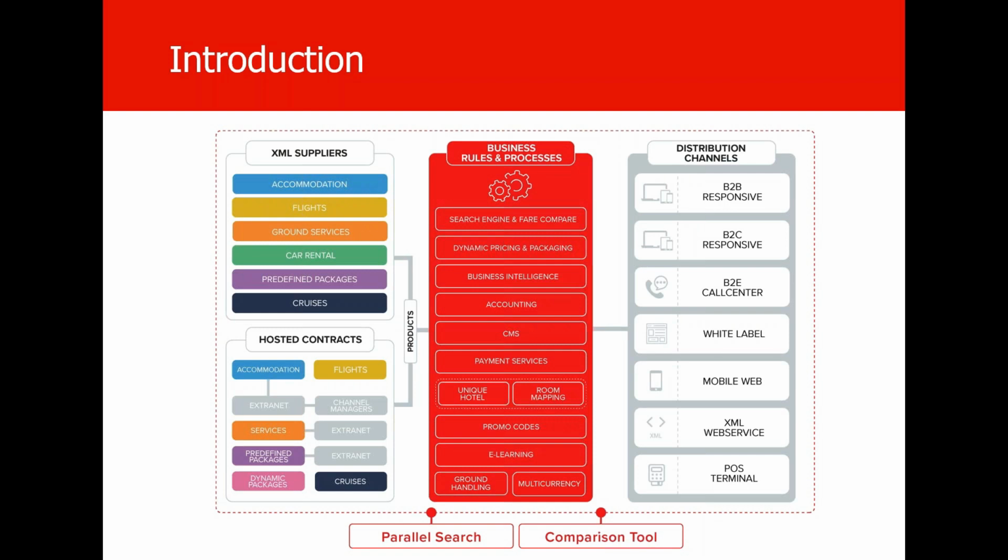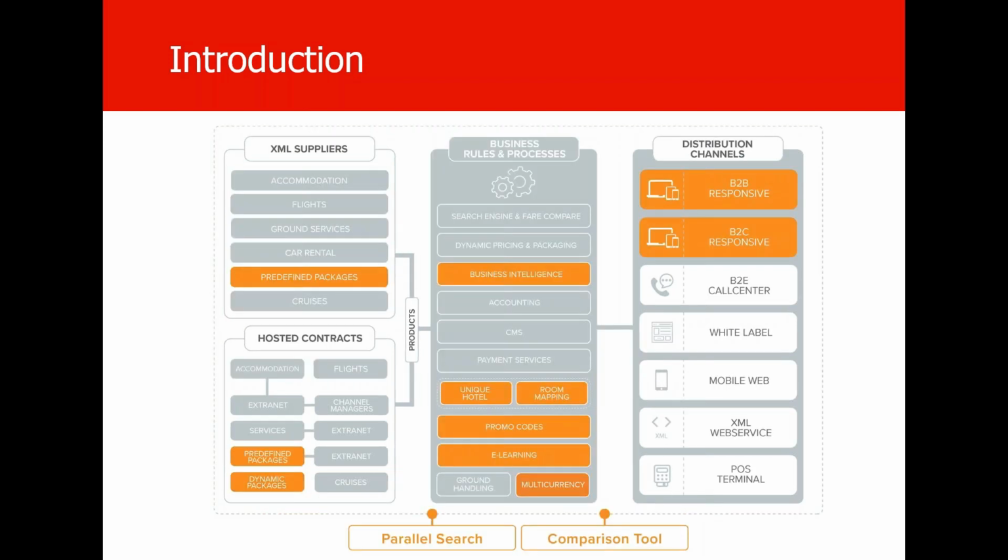We will start by showing you a diagram, giving you an overview of all the modules that we have in Juniper. On the left you can see the product. Each color symbolizes a different type of product, and on the top we have our XML suppliers, and at the bottom our hosted contracts, our direct product. This product is then controlled using your booking engine by applying rules and processes. And on the right you can see your distribution channels.